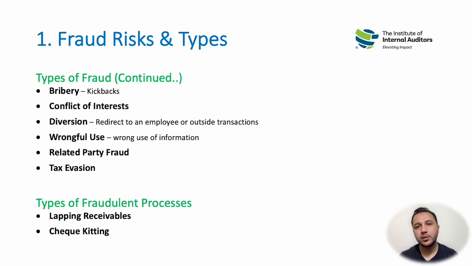Some more examples of different types of fraud: bribery, obviously, which is interlinked with corruption, by which we pay as a kickback or as money to someone for them to do something for us, maybe take an approval or accelerate the process or do something which is legitimate, is illegitimate.